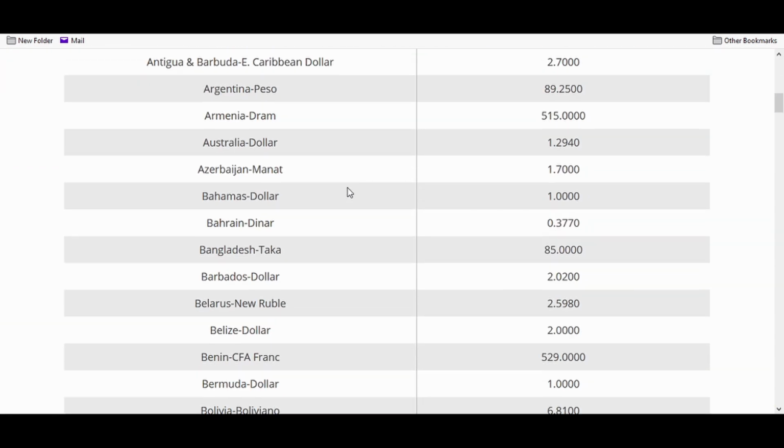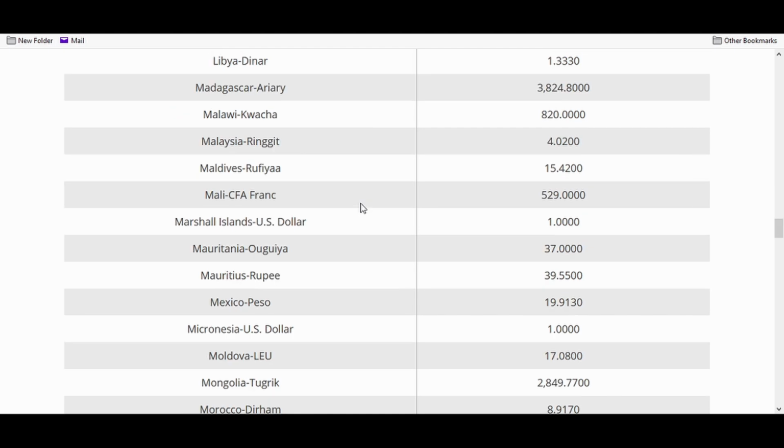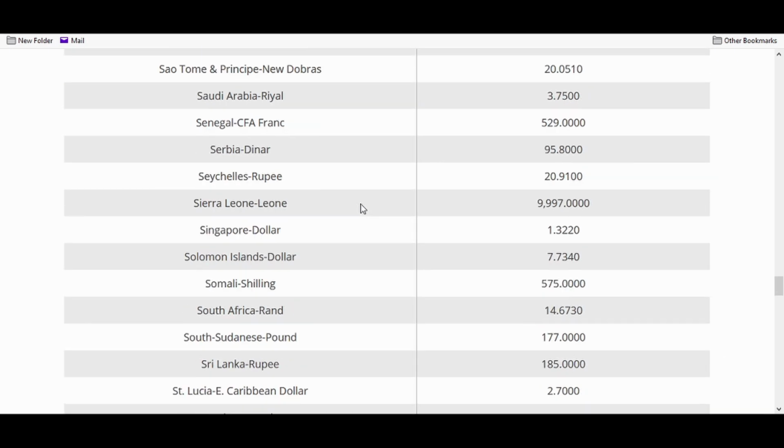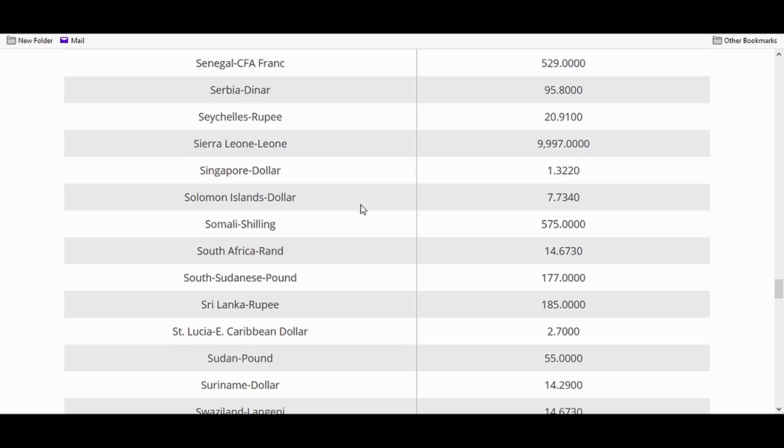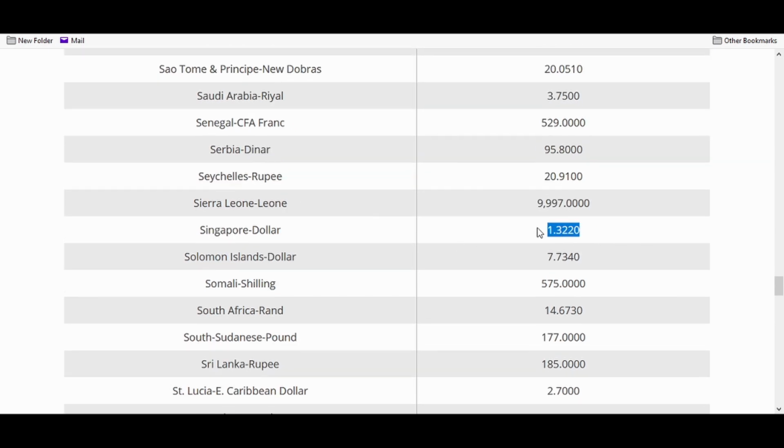And so here are all the countries. So let's go to the example of Singapore and see what that rate is. Singapore dollar is 1.322. So for $1 you get 1.322 Singapore dollars. So if your account is denominated in Singapore dollars, you would divide that account in Singapore dollars by 1.322 to get the US dollar amount. And that's what you use on the FBAR form, US dollar amounts.